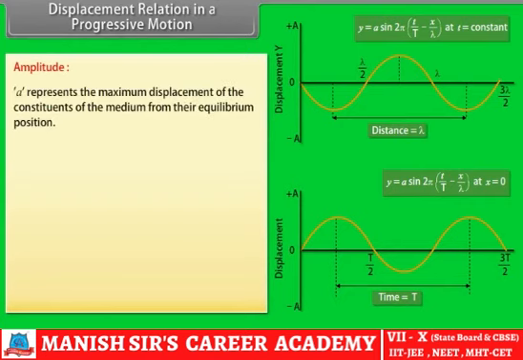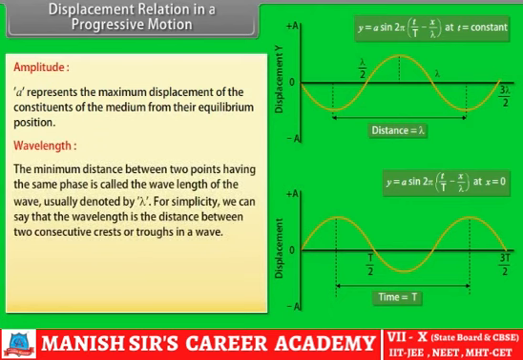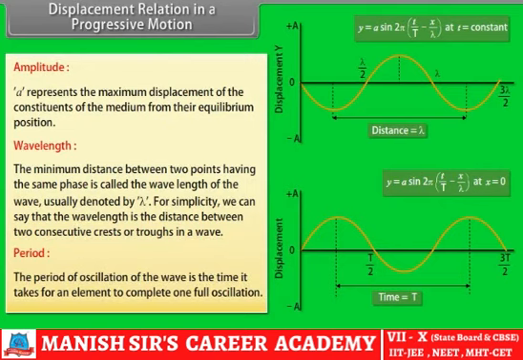Amplitude. A represents the maximum displacement of the constituents of the medium from their equilibrium position. It is called the amplitude of the wave. Wavelength. The minimum distance between two points having the same phase is called the wavelength of the wave, usually denoted by lambda. For simplicity, we can say that the wavelength is the distance between two consecutive crests or troughs in a wave. Period. The period of oscillation of the wave is the time it takes for an element to complete one full oscillation.